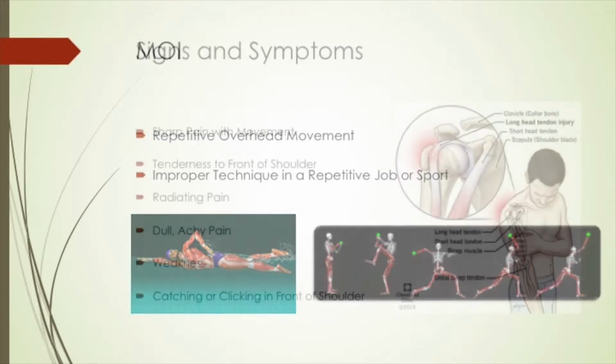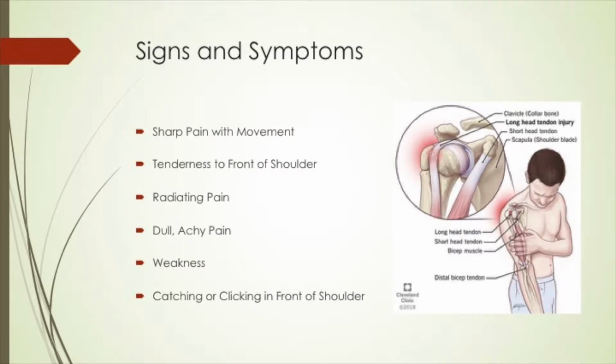When you have bicipital tendinitis, you may experience a sharp pain in the front of your shoulder when you reach above your head, behind your back, or across your body. You may also experience tenderness to the front of the shoulder or pain that radiates down the arm or towards the neck. You could also have a dull, achy pain in the front of your shoulder, especially after activity. Weakness felt around the shoulder joint may also occur. You could also have catching or clicking coming from the front of the shoulder with movement.